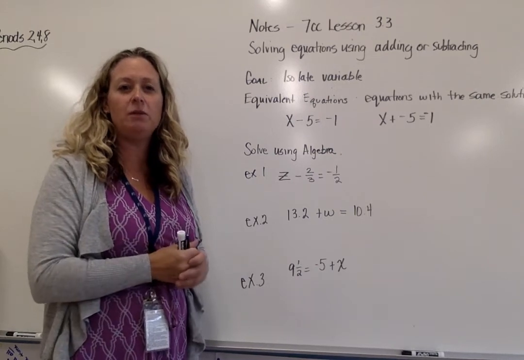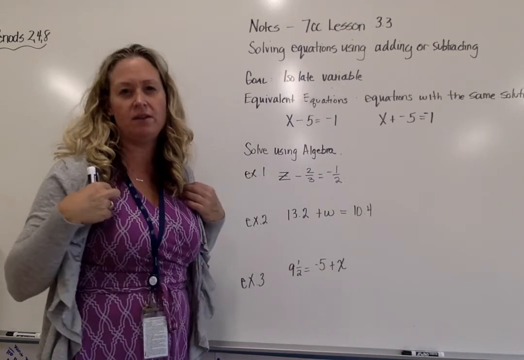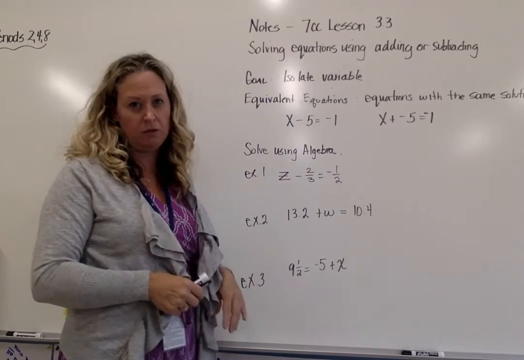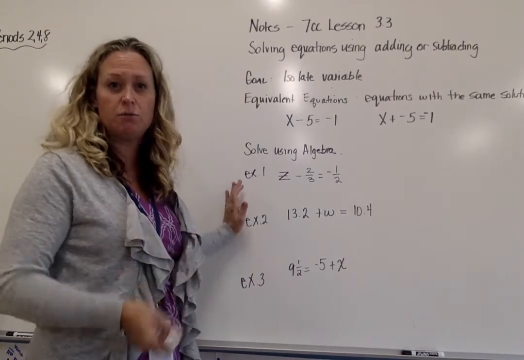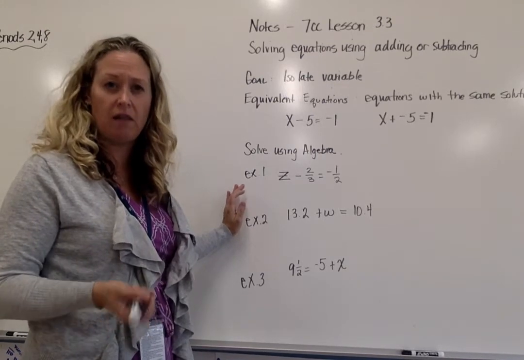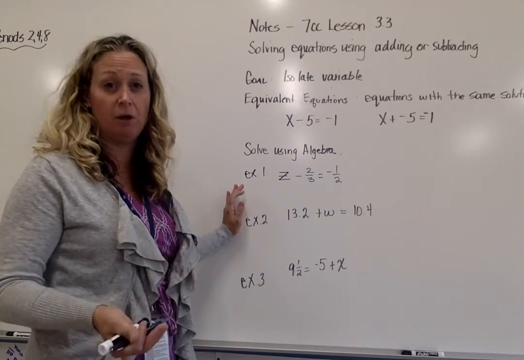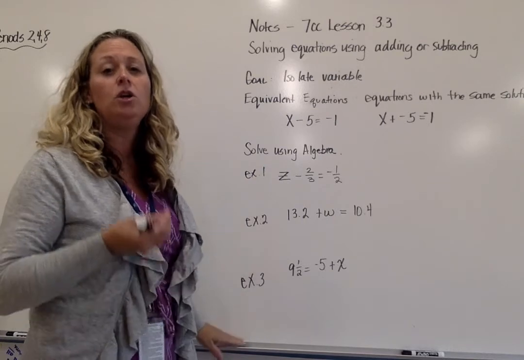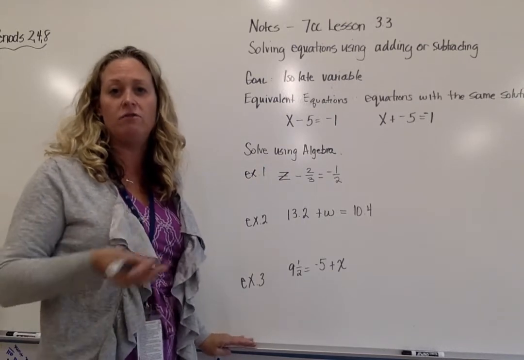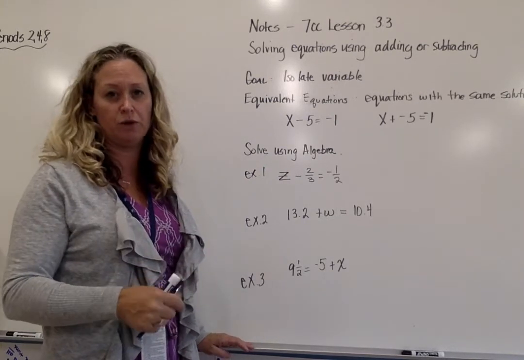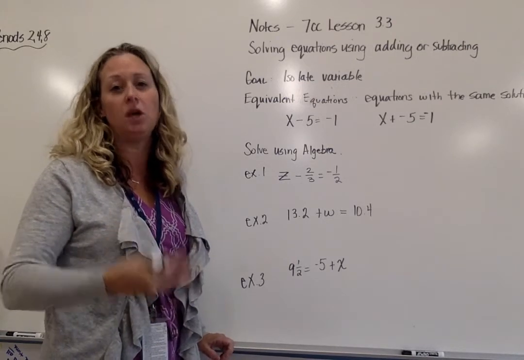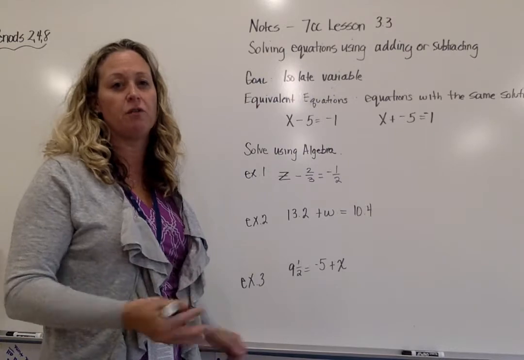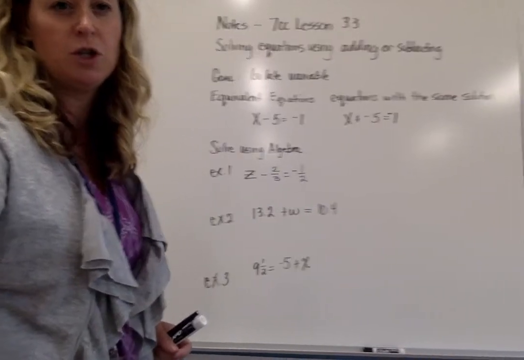Hi everybody, we're going to be talking about notes from 7 Common Core Lesson 3.3 today. We're going to be solving equations using addition and subtraction, and the goal of our lesson is to isolate the variable. By isolating the variable, you find the value of x or whatever variable we're using. We're also going to be using equivalent equations, and those are simply equations that are written in a different form that have the same solution.